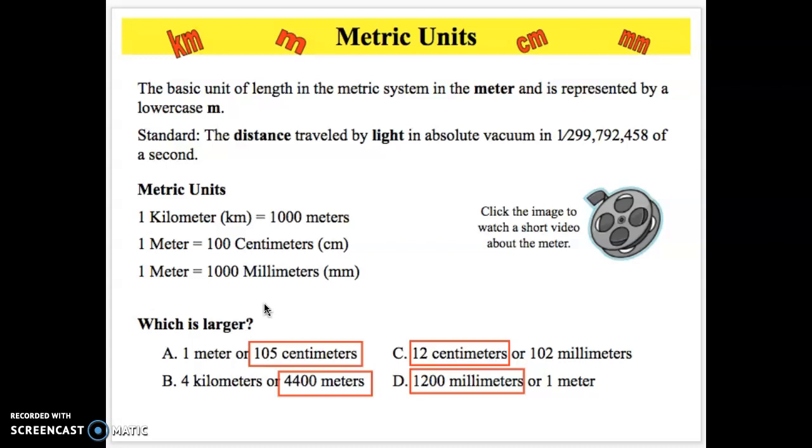On C, we have 12 centimeters or 102 millimeters. We can convert by just moving the decimal 1 place to the left in millimeters to get 10.2, which is smaller than 12. And then on D, we can convert millimeters to meters. The decimal's at the end, it's a whole number. We move it 3 places to the left, so we get 1.2 meters now, no longer millimeters, and we compare it to 1 meter. So the 1,200 millimeters is larger than the meter.